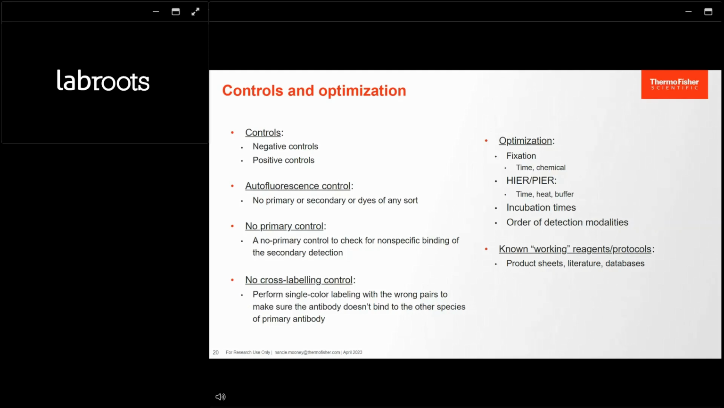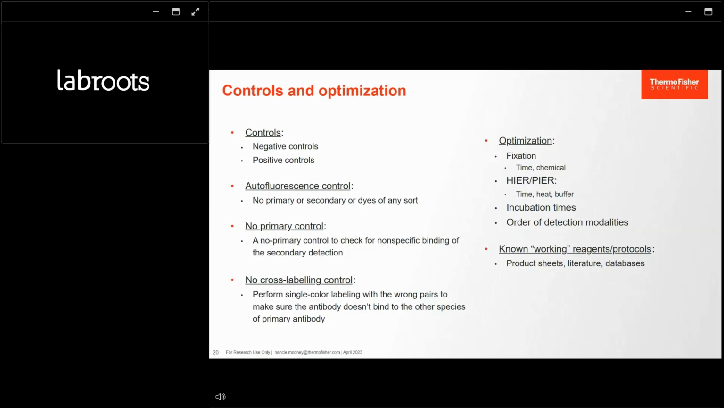There are also things called cross-label controls. These are if you're using antibodies from multiple species in a multiplex experiment. These are a little bit less relevant these days, especially if you use good validated antibodies. But if you have any concerns, a no cross-label control can show you that your primary antibodies are only interacting with the secondaries that you anticipated them reacting with.